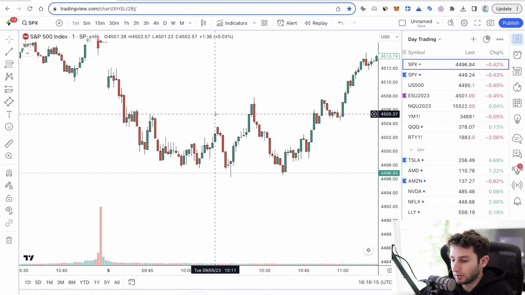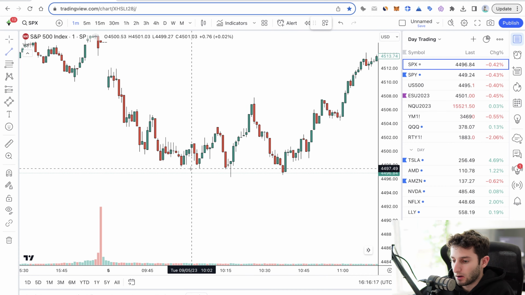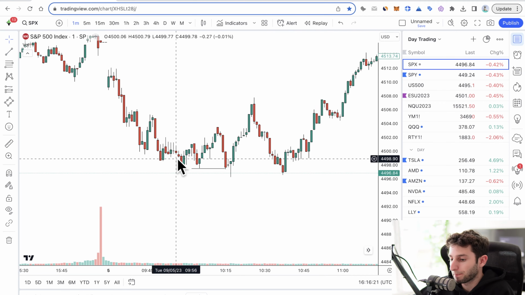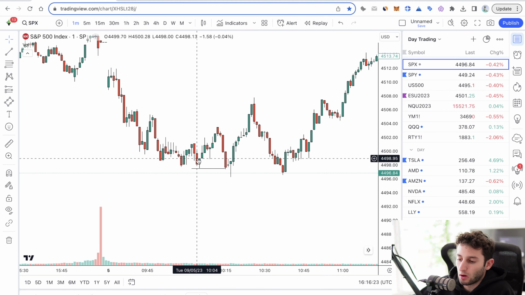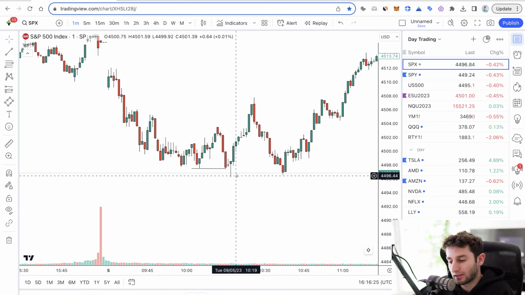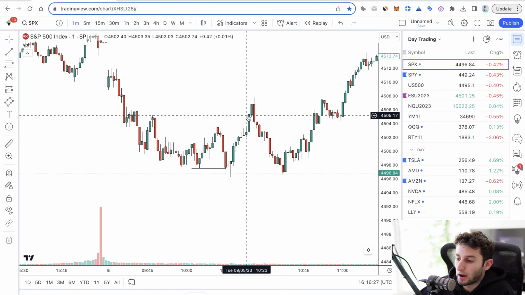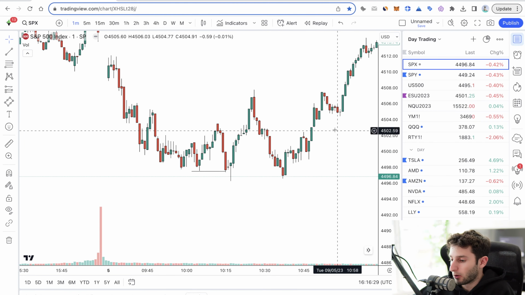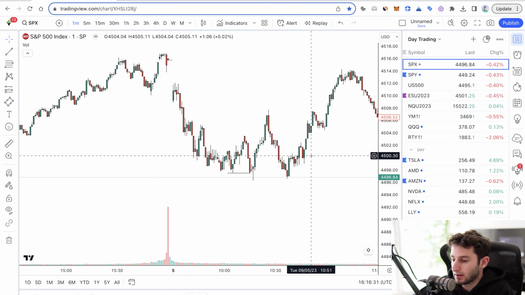Now, if we look here, we can see price came down. We took out this low. We actually stop hunted it, right? So you can imagine there's a lot of people who are long here. Price came out. We took out that stop. We ended up rallying higher. Now, stick with me for a moment, okay? It's all going to make a lot of sense.